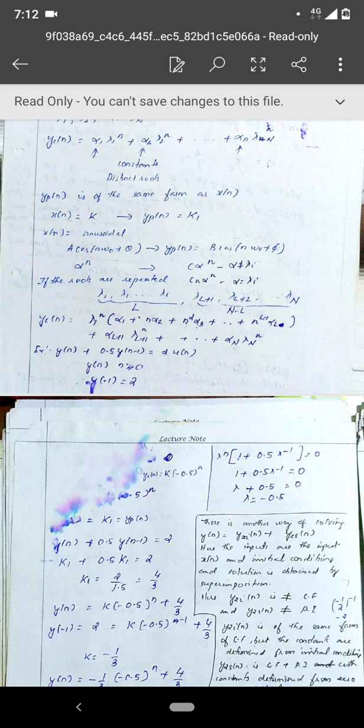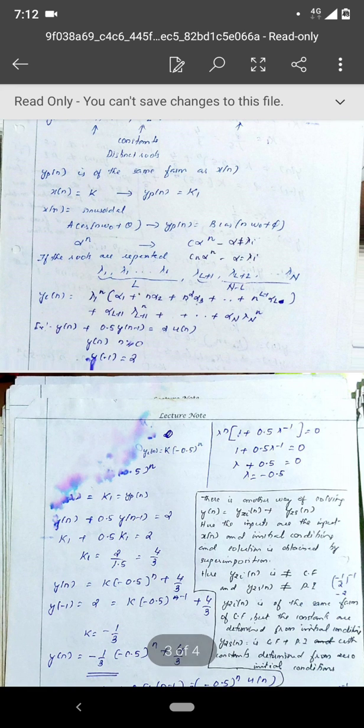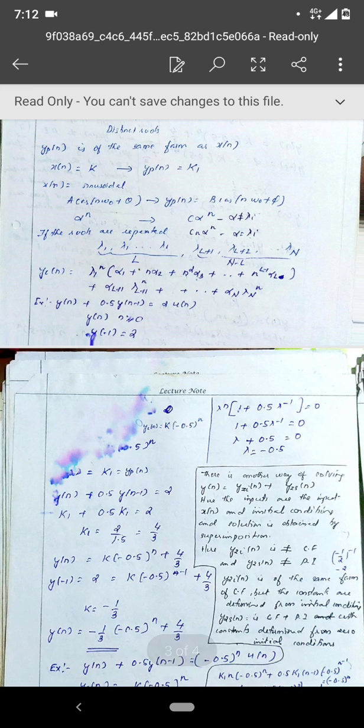Okay, and if x of n is alpha raised to n, if the input is alpha raised to n, then the particular solution will be c alpha raised to n, that is some constant c multiplied with alpha raised to n, where, very important, alpha is not equal to lambda i. That is, alpha should not be any root of that characteristic equation. We'll see two cases in the later stage of the video. Okay, so this is all about the complete description, and we see the first problem.